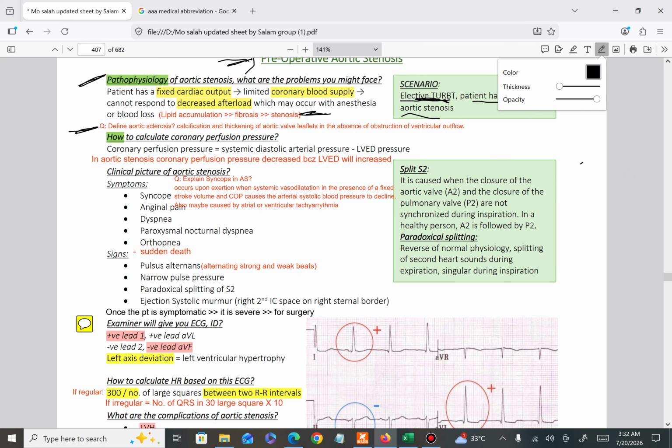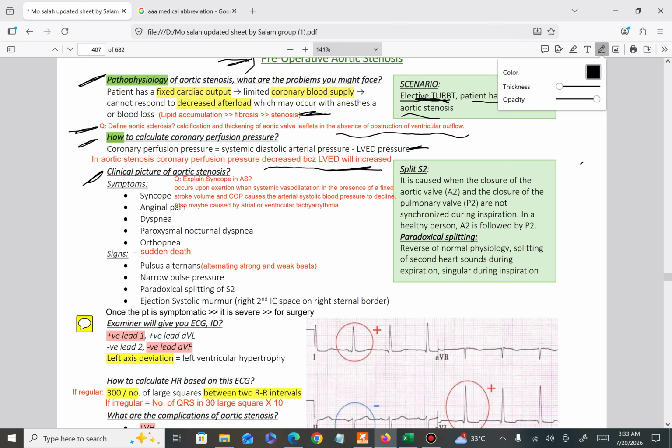Define aortic sclerosis. It is the calcification and thickening of the aortic valve leaflets in the absence of obstruction of ventricular flow. How to calculate the coronary perfusion pressure? Coronary perfusion pressure is equal to systemic diastolic arterial pressure minus left ventricular end diastolic pressure. In aortic stenosis, coronary perfusion pressure decreases because left ventricular end diastolic pressure increases.